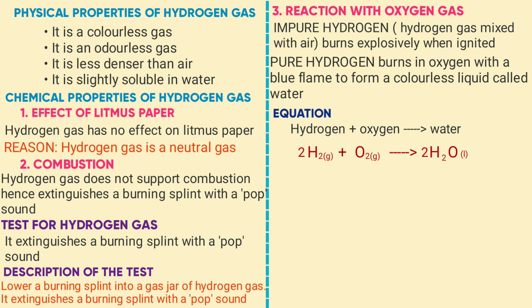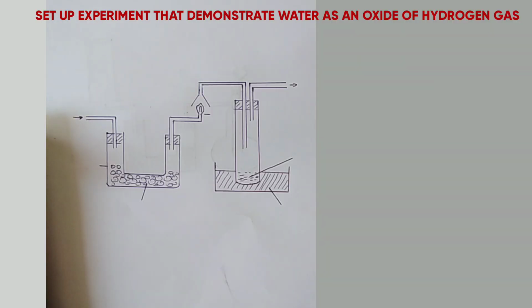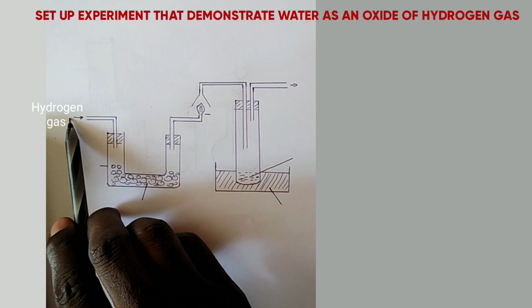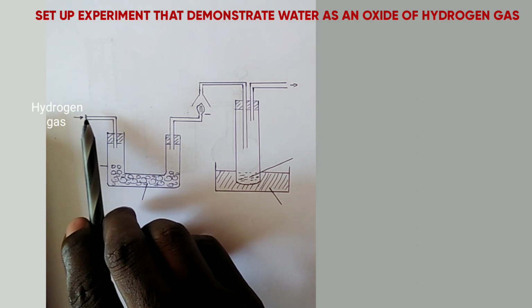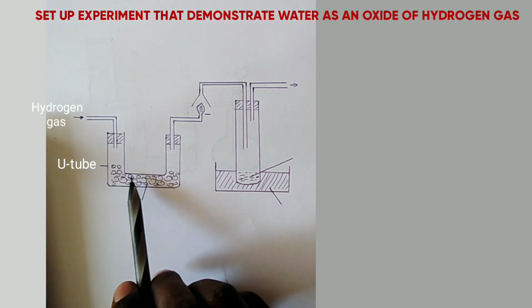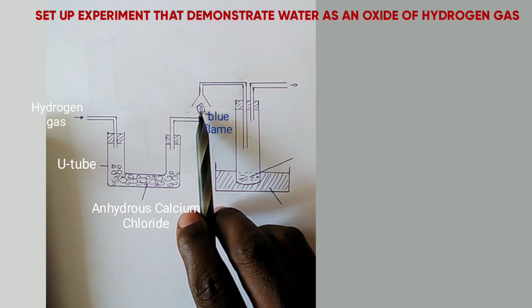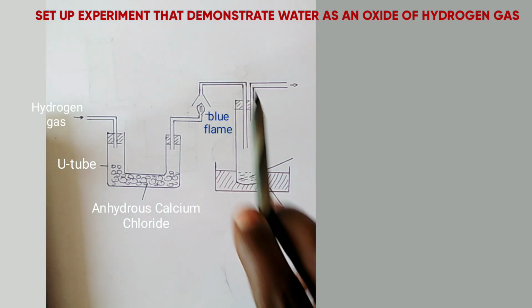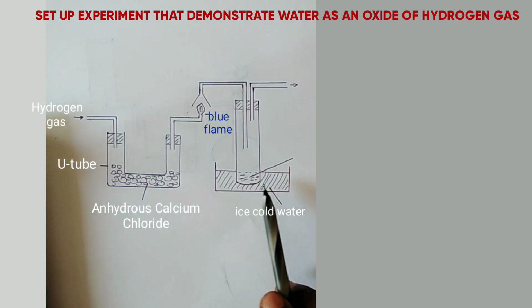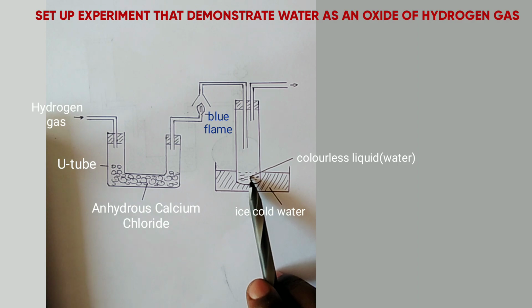The setup diagram is used to demonstrate that water is an oxide of hydrogen. Hydrogen gas is allowed in from the source here, then it's passed through a U-tube containing anhydrous calcium chloride to dry it, then it burns here with a blue flame to form water vapor, that is hydrogen plus oxygen gives you water. Then the water vapor formed here is condensed by the ice cold water here to form a colorless liquid, which is water.